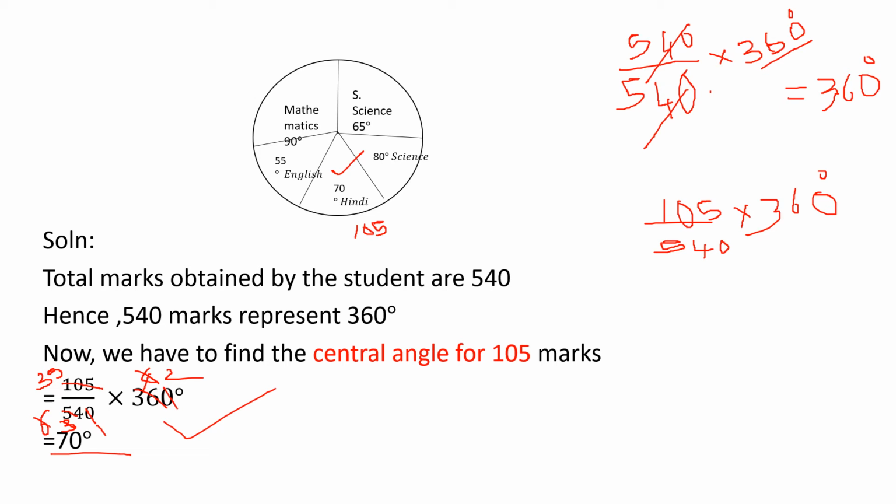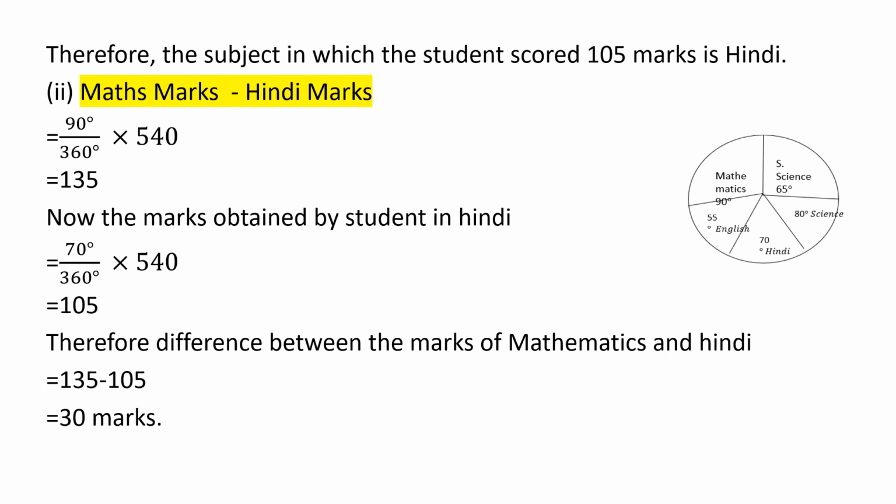Now let's see the next question. So what was the second question, children? The second question was how many more marks were obtained by the student in maths than in Hindi? So a particular student got more marks for maths than Hindi. Now we want to find out how many more marks he has scored for maths than Hindi.